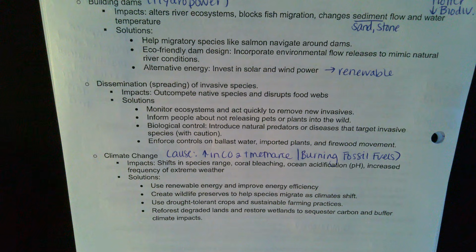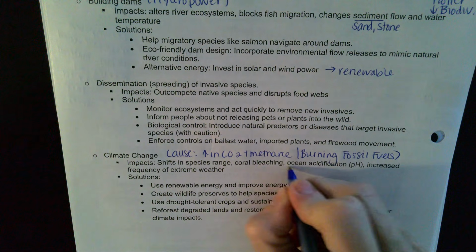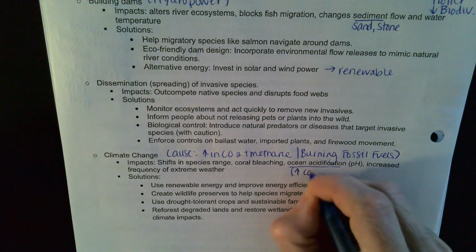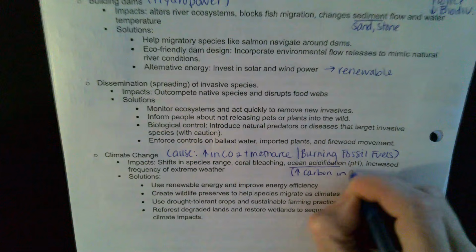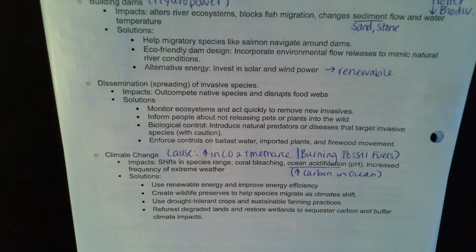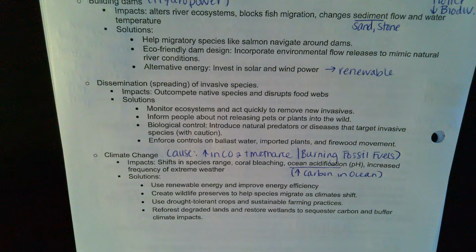We have impacts: shift in species range, coral bleaching, ocean acidification, increased frequency of extreme weather. Frequency just means amount or number. Ocean acidification, right here, this is because the amount of carbon in the ocean is increasing. And then the pH, remember, 7 is neutral. And as you go to 6, 5, that means it's becoming more acidic. The lower the number, the more acidic it is.